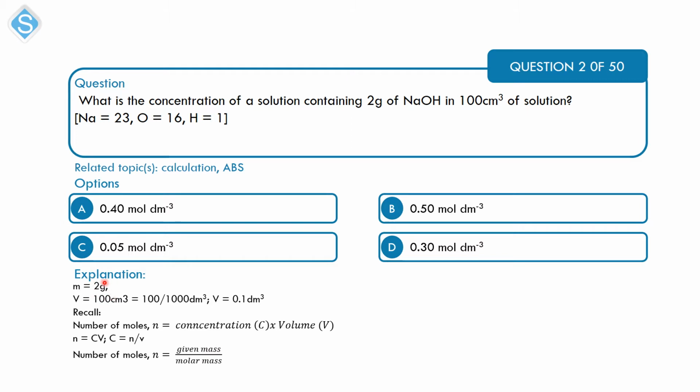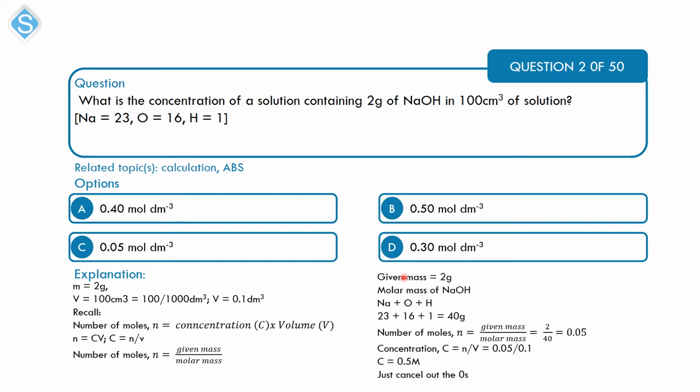The given mass here is 2 grams. Next we calculate the molar mass of sodium hydroxide. That's just the sum of the mass of the sodium plus the oxygen plus the hydrogen that make up sodium hydroxide. Sodium is 23, plus oxygen 16, hydrogen 1, and that is 40 grams. So the number of moles N is equal to the given mass, which is 2 from the question, divided by the molar mass, which you've calculated as 40. So you have 2 over 40 equals 0.05.